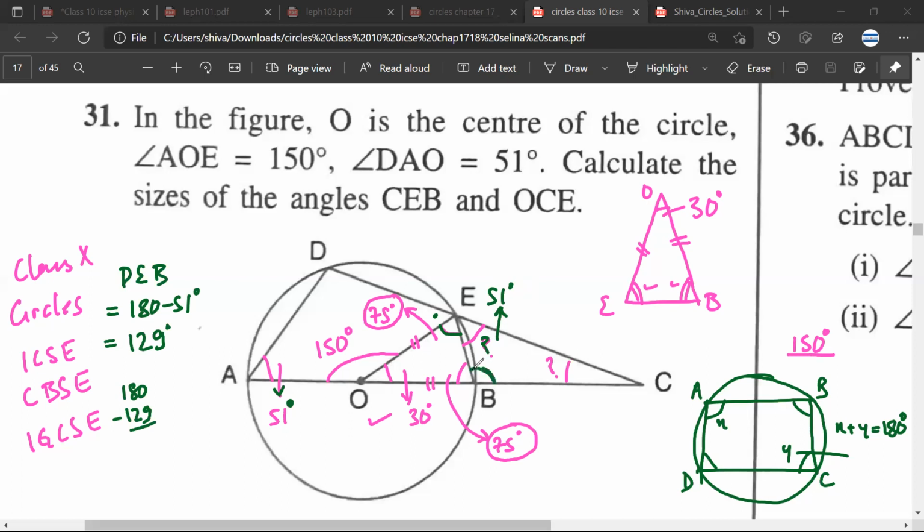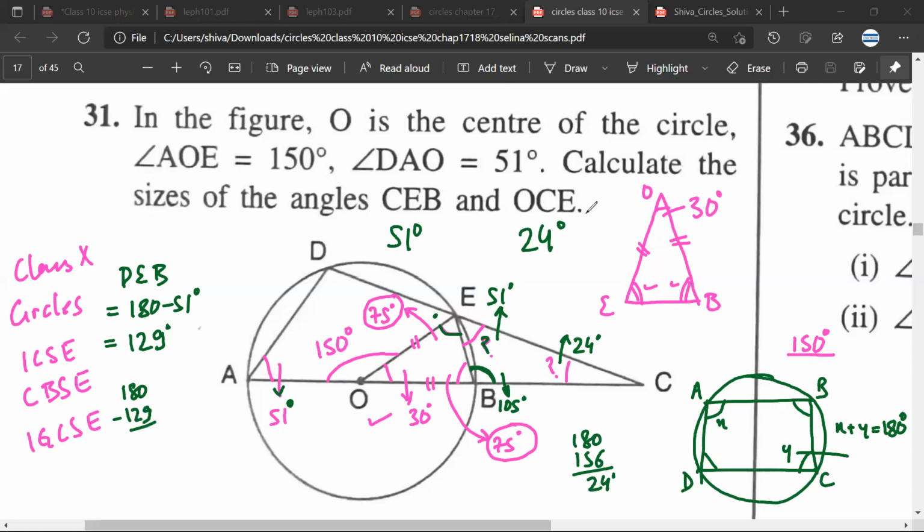This angle is 180 minus 75, which is 105 degrees. And this angle would be 51 degrees plus 105 degrees, which is 156. So this would be 24 degrees. Do we agree? Yes, sir. So CEB would be 51 degrees, and OCE would be 24 degrees. Do we agree?